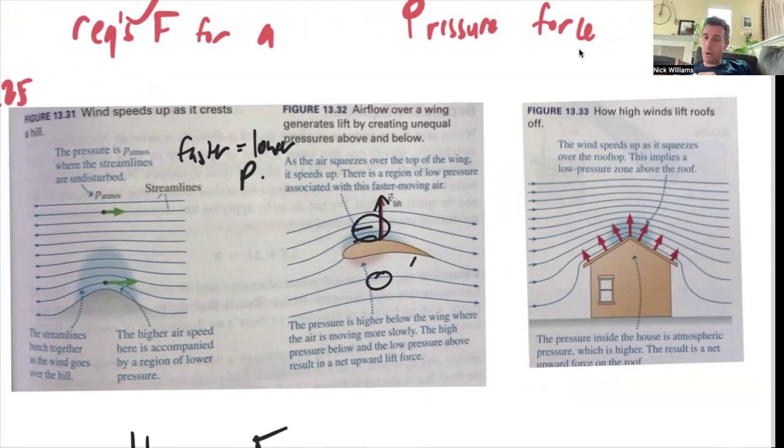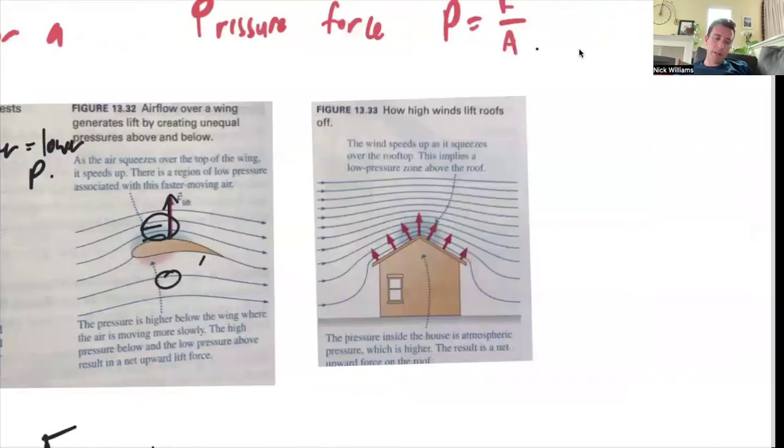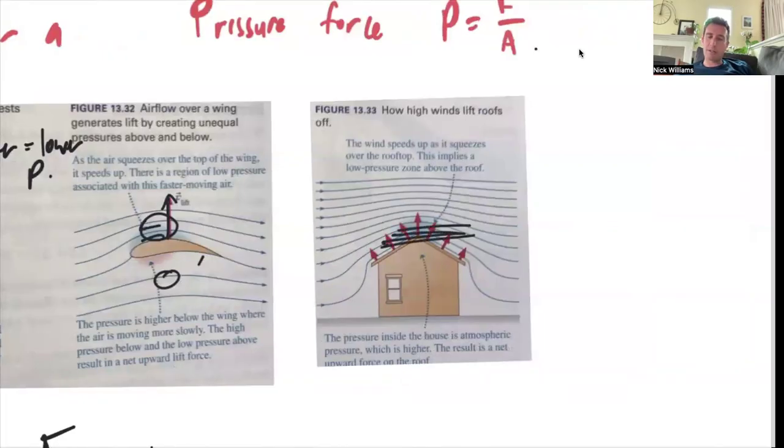This is also why tornadoes can be dangerous for houses. If you get really, really fast wind going across the roof of your house, it can create very low pressure. The house pressure is normal air pressure, and so that creates a pressure up or a force out that could rip the roof off your house.